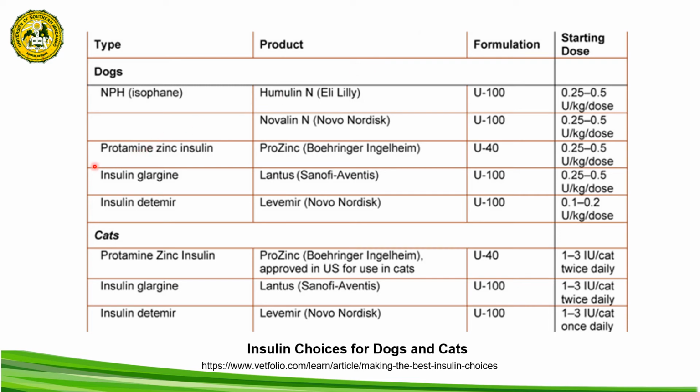We also have here the glargine. Glargine is used for dogs and cats. Glargine is a genetically engineered insulin analog that has a hormonal action identical to native insulin. Other insulin preparations are detemir, and this is also used for dogs and cats.